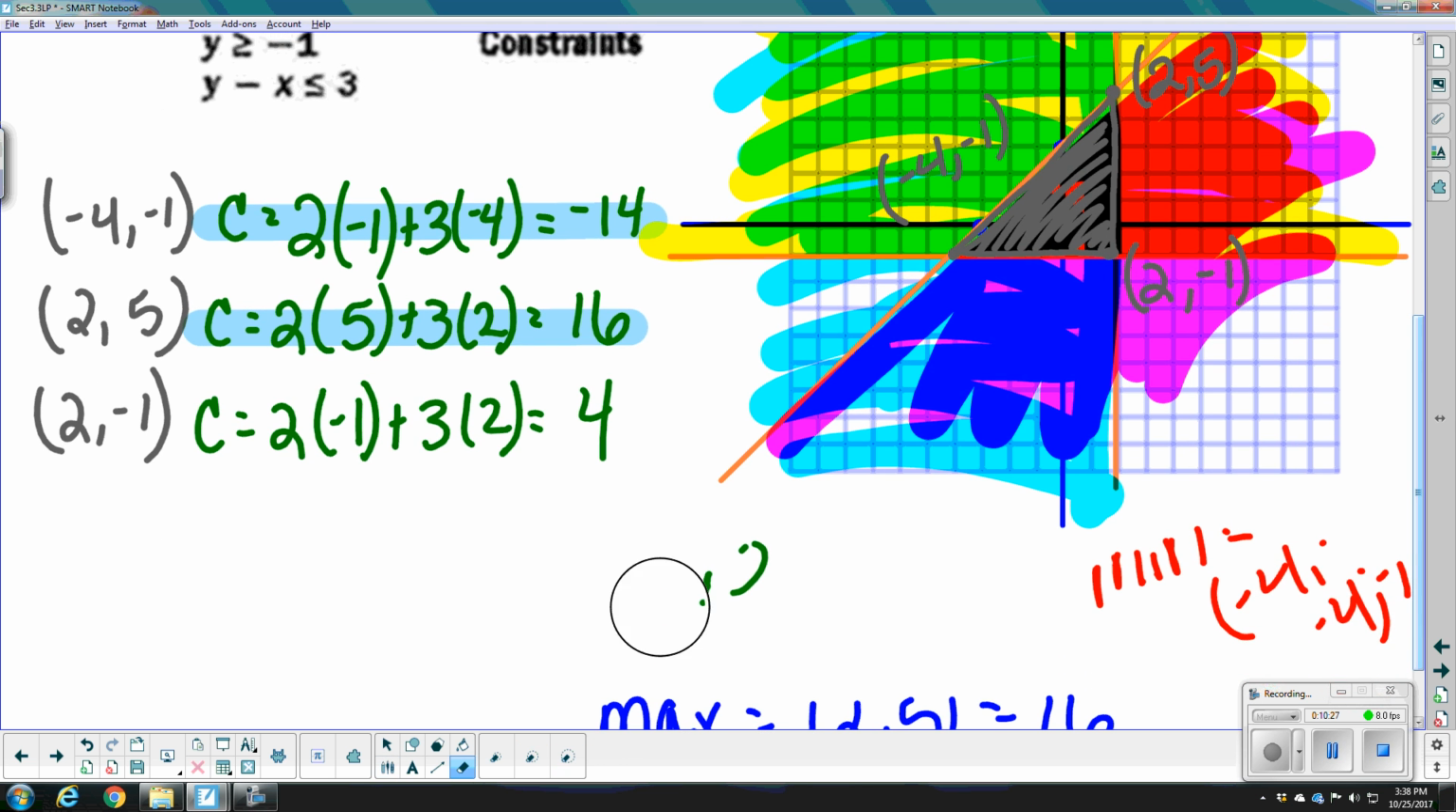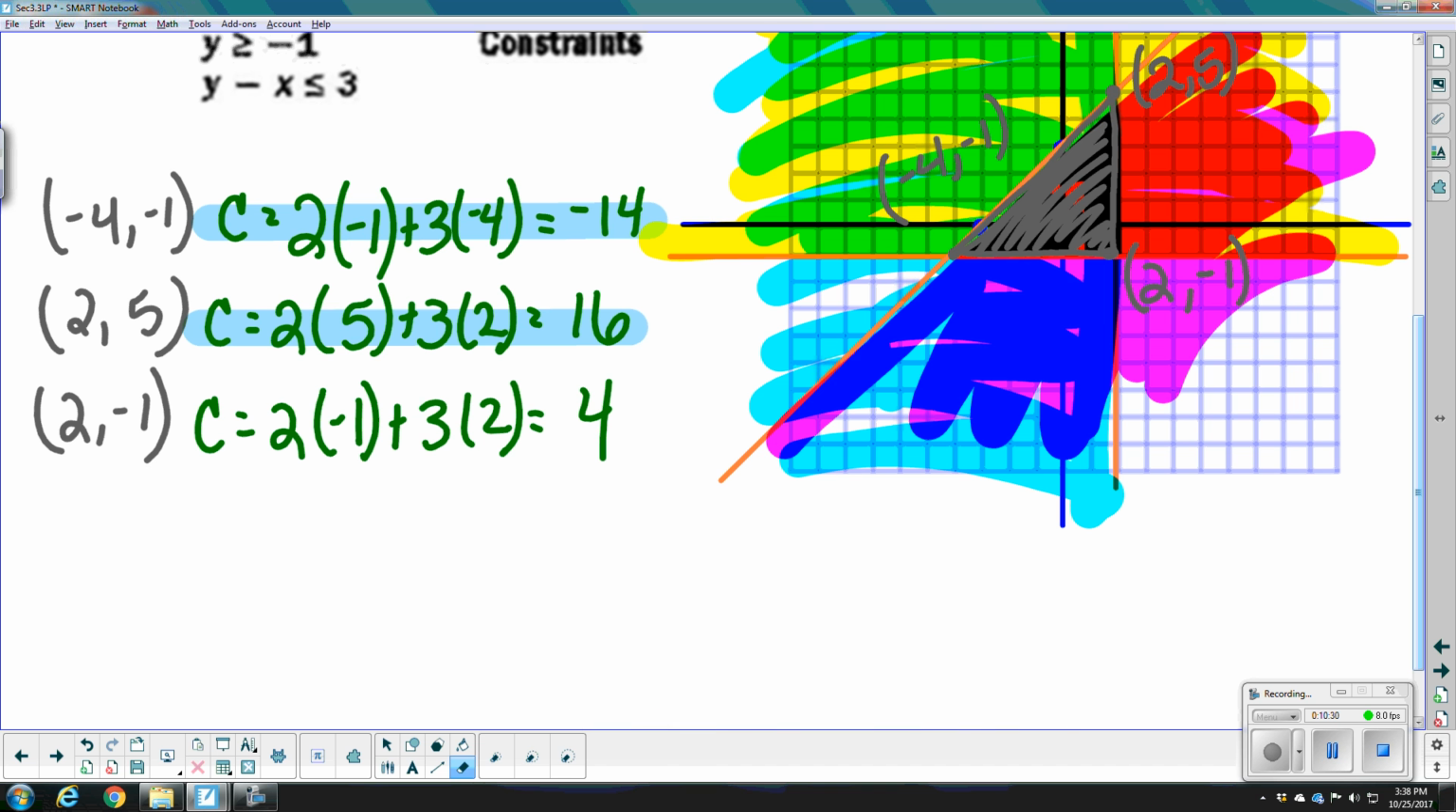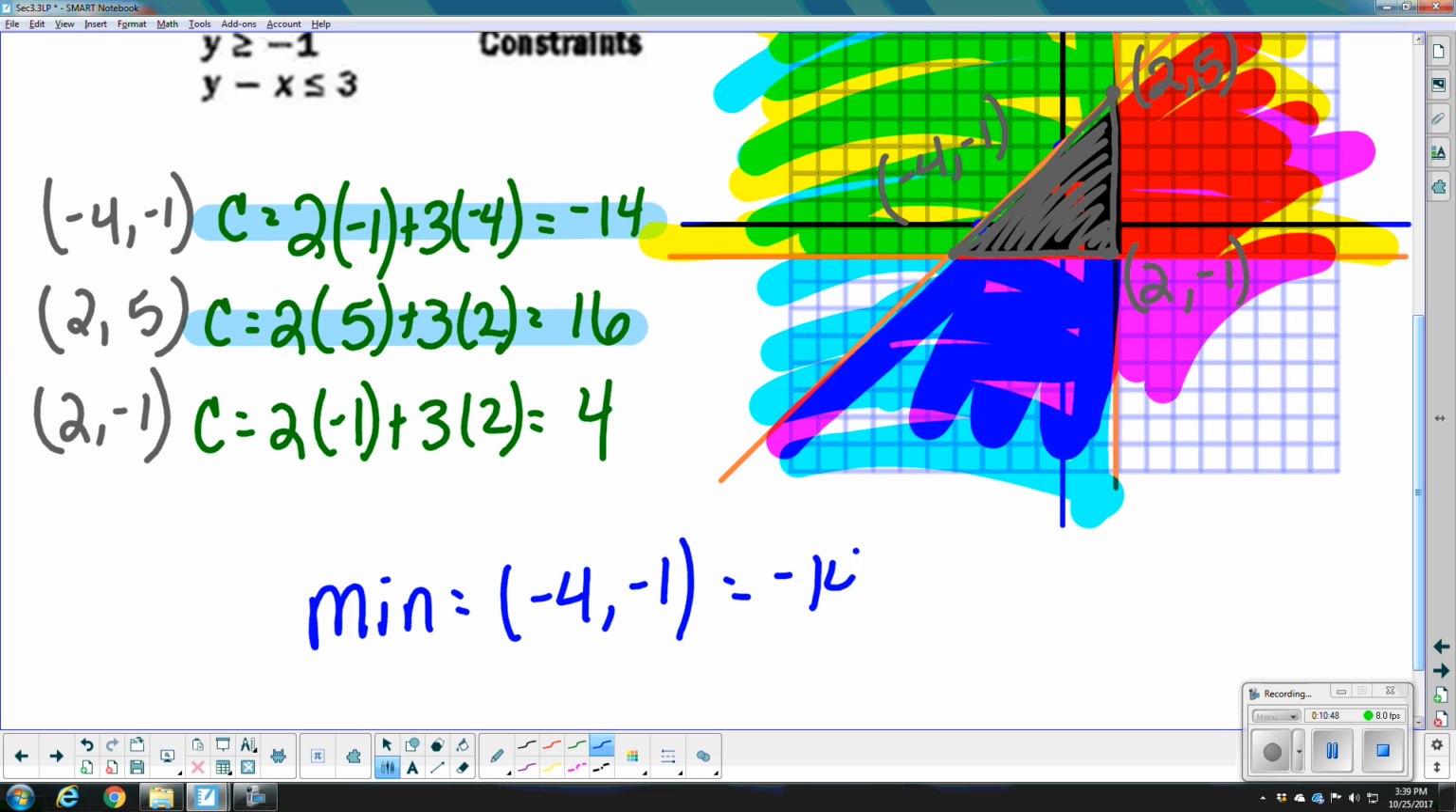So I'm going to write this as my minimum is this point, -4, -1, and that gives me -14. Now, sometimes it might ask you for the actual value, but in this case, it just asks for the minimum and maximum. So we're looking for our minimum point and our maximum point based on our objective function. And then our maximum is 2, 5, which gives us 16.